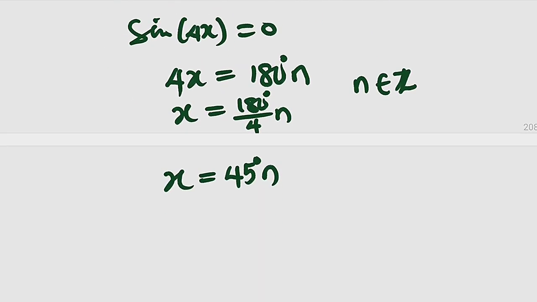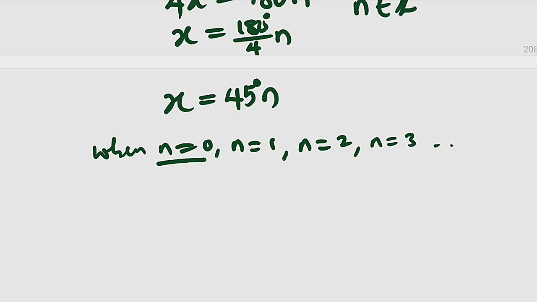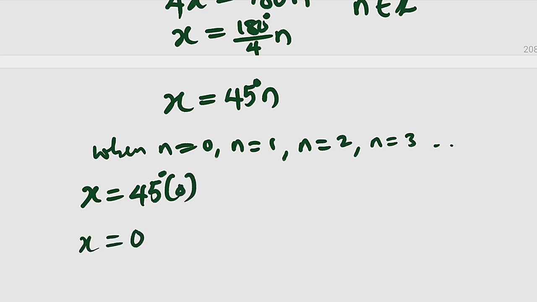So let's substitute for n equal to 0, n equal to 1, n equal to 2, n equal to 3, and so on. We're going to keep on substituting these values until we get to a value which is less than or equal to 360, because we don't want to go beyond 360. All right. If n is equal to 0, we have x equal to 45 degrees times 0, which means that x is equal to 0. So x can be equal to 0.